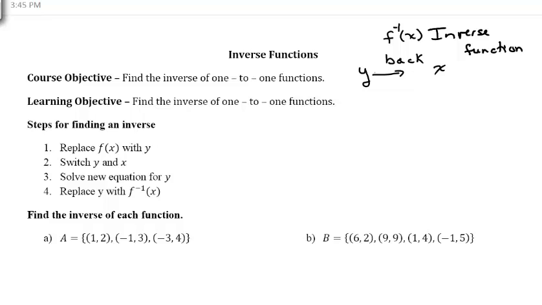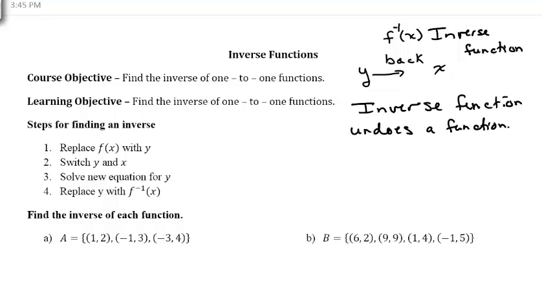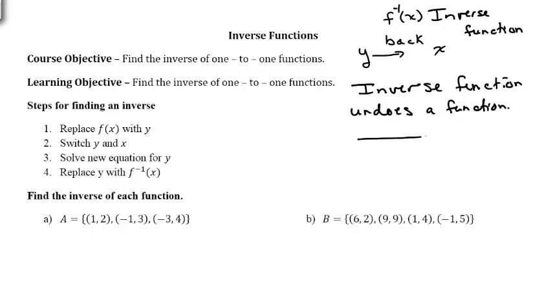So what an inverse function does is it takes you from the y value of your function back to the x value of the function. The function takes you from some x value over to some y value. So basically an inverse function undoes a function. And that's why it's so important for it to pass the horizontal line test.